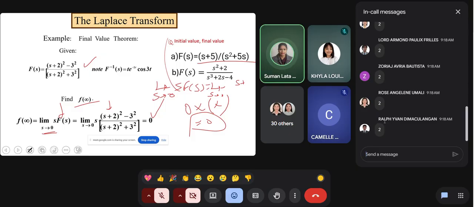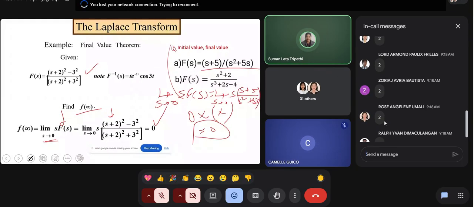So now if you put s equals to 0, what will be the answer? If you put s = 0 here, this will become 5 in the numerator, and if you put s = 0 over here, see here s square plus 5s, so in the denominator it will become 0. So 0 divided by 0, so again it is an undefined form.